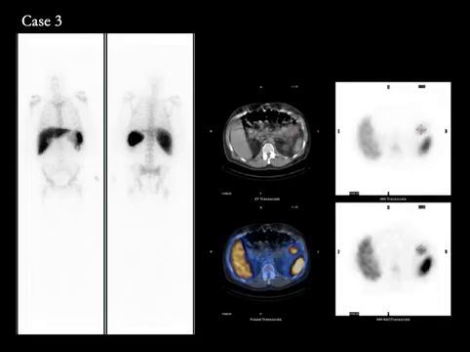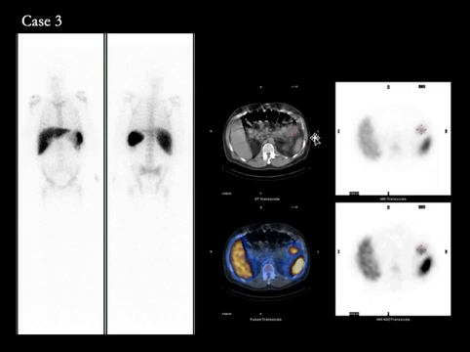Another abnormal indium labeled white blood cell scan on case number 3. On the left we have anterior and posterior whole body images. We see uptake in the spleen, liver and bone marrow. Just inferior to the spleen there is a ring-shaped focus of uptake in the left upper quadrant of the abdomen, and this was thought to be abnormal and it was further evaluated with SPECT CT.